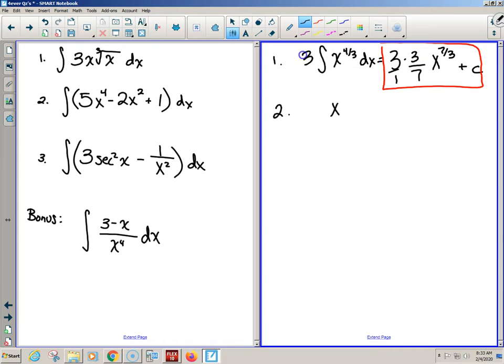When you do your x to the 5 over 5 or times 1/5, however you do it, what else was in the front? Don't forget your times 5, right? And then your minus 2, and then you have your x cubed over 3 or times 1/3. And then wait, what is the derivative of any constant? It's 0. What's the antiderivative? It should have been 1x and then plus c.